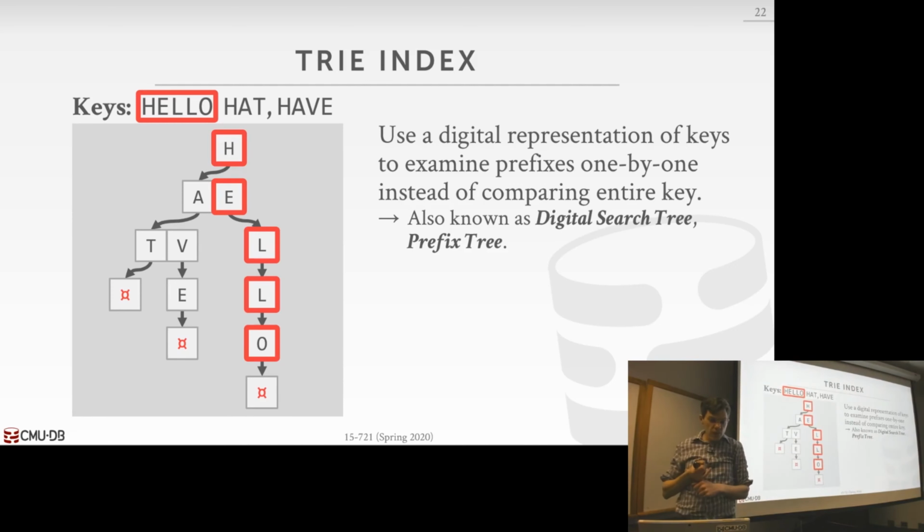Sometimes you'll see these referred to as digital search trees or prefix trees. There are also radix trees and partition trees. Those are compressed versions of a trie. The original trie data structure has the full key represented like this.